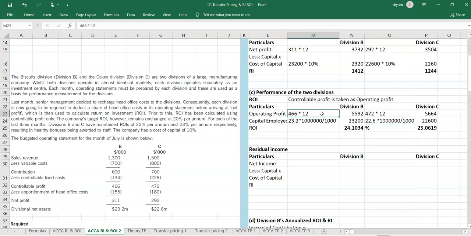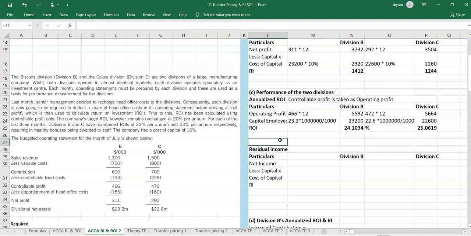So for division B, it seems to be 466 into 12, which gives us 55,592, and our ROI comes to 24.1%. For division C, it is 472 of operating profit. Here we have controllable into 12, we got the yearly number, and finally we got an ROI of 25.06. So it is annualized ROI.